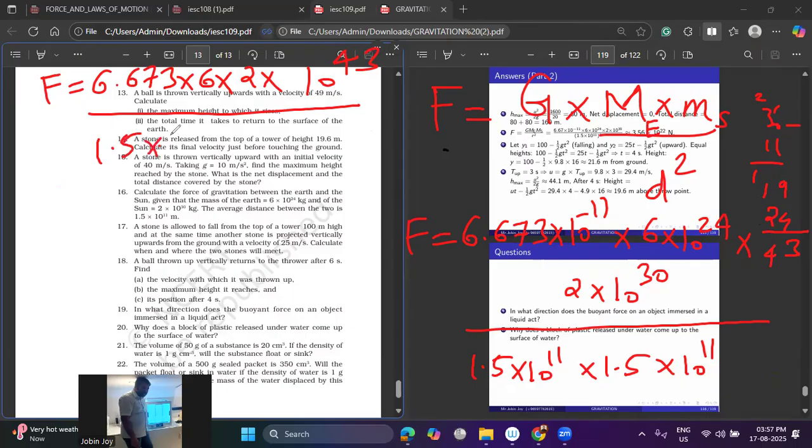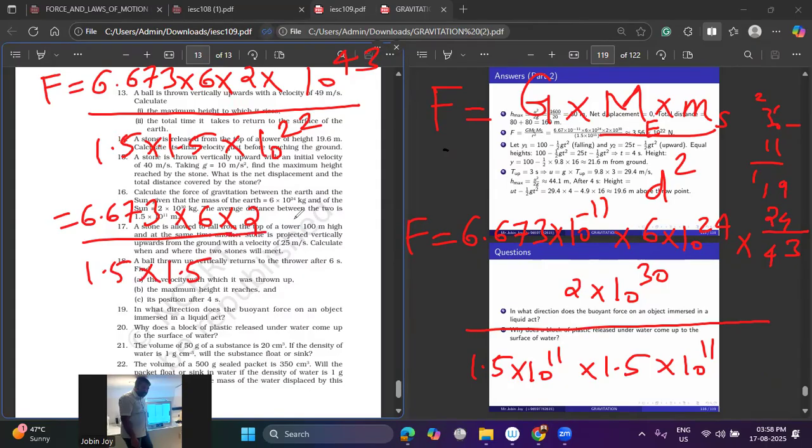1.5 into 1.5 into 10 raised to 11 into 10 raised to 11. That means 10 raised to 22. Then a raised to m by a raised to n is equal to a raised to m minus n. So this is equal to 6.673 into 6 into 2 divided by 1.5 into 1.5 into 10 raised to 21.